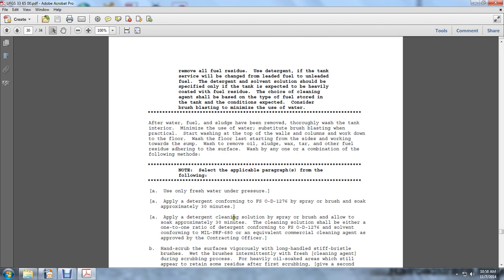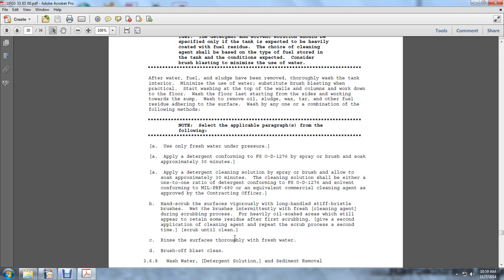Apply the detergent cleaning solution by spray or brush, allowing it to soak approximately 30 minutes, cleaning the solution either to a 1-to-1 ratio detergent conforming to the FSOD 127.6 solvent conforming to the mill preference is 680, or the equivalent commercial cleaning agent approved by the contracting officer.